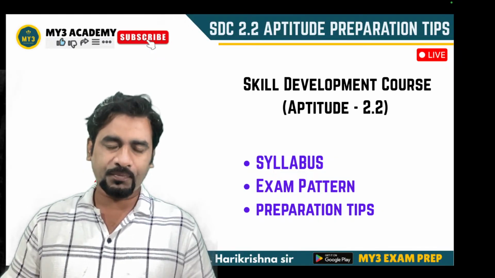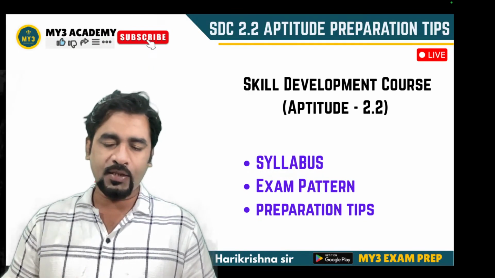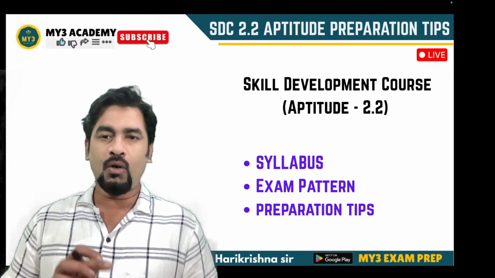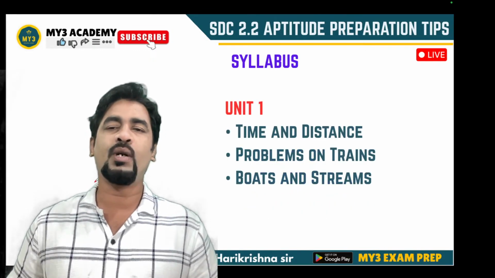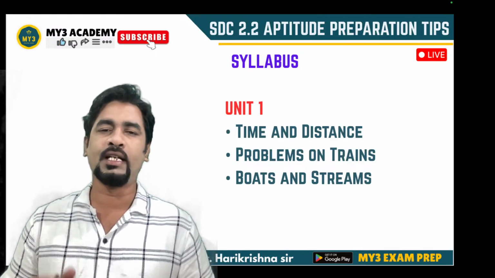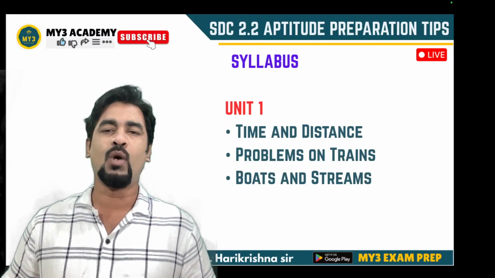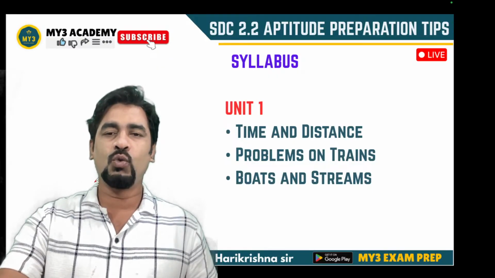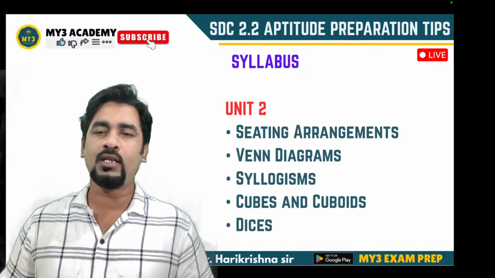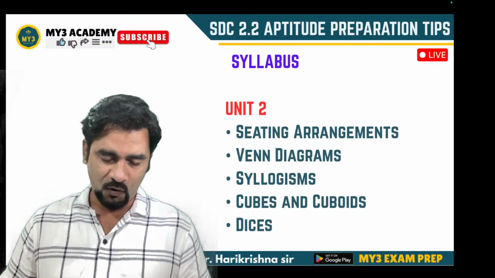First, let me discuss what the syllabus of SDC 2.2 is. If you observe the syllabus of SDC 2.2, you are going to see 5 units. Unit number 1 has time and distance, problems on trains, and boats and streams. These are the three topics you have to focus on under unit number 1. In unit number 2, you can focus on the topics of seating arrangement, Venn diagrams, syllogisms, cubes, and dice. So cube problems and dice problems you can focus on.